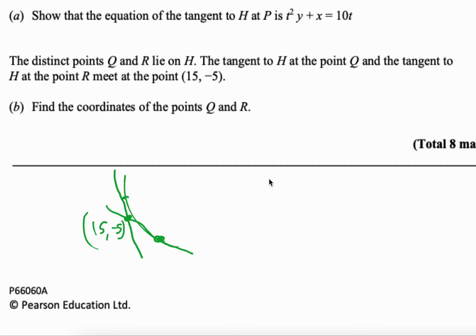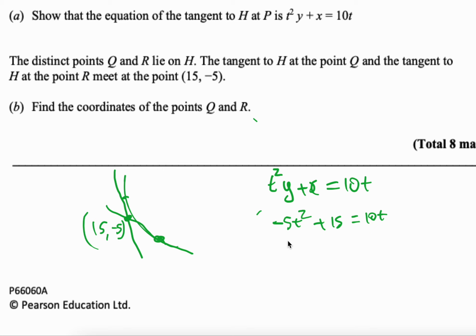The general formula of the tangent is t squared y plus x equals 10t. So we know what it is for different values. Now that tangent will go through the point 15, minus 5, so there are two values of t where it does. Putting 15, minus 5 in here: minus 5t squared plus 15 equals 10t.